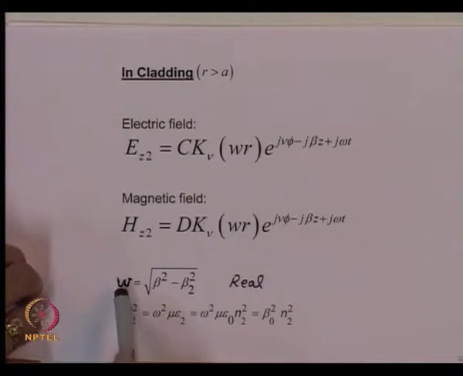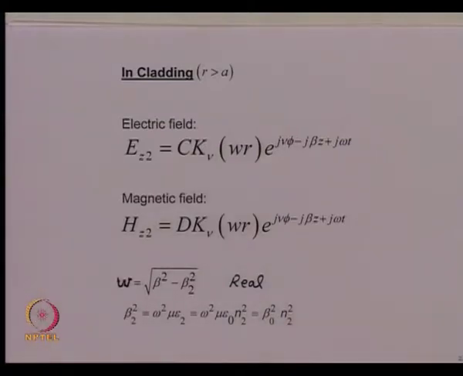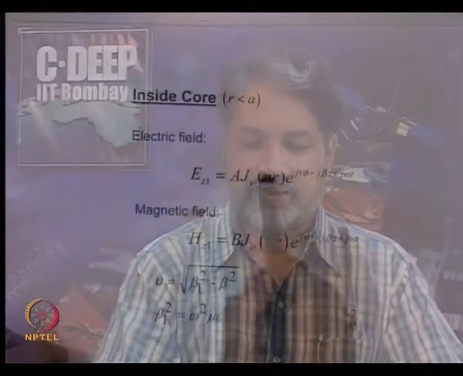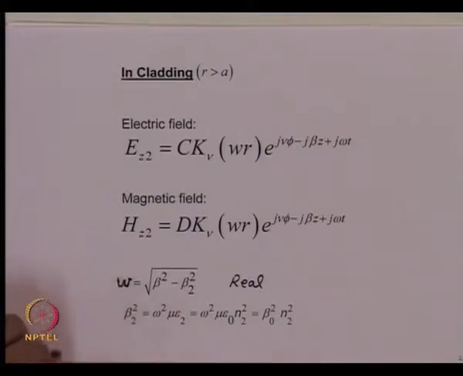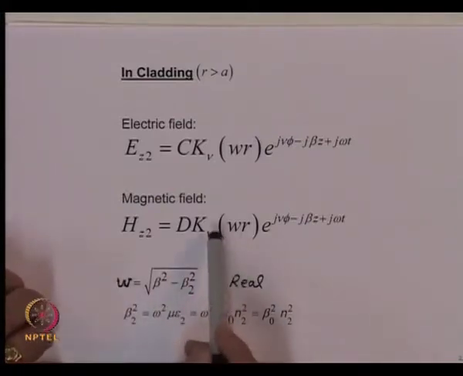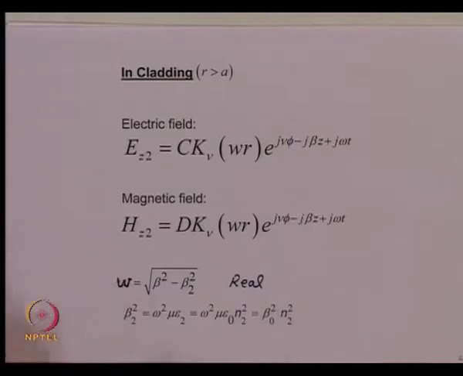And we saw that these quantities u and w both have to be real for appropriate representation of the field. If u becomes imaginary, then the J function will not remain an oscillatory function; in fact, it will become a modified Bessel function. Similarly, if w becomes imaginary, then the modified Bessel function will become a normal Bessel function, and they will not represent the fields appropriately.